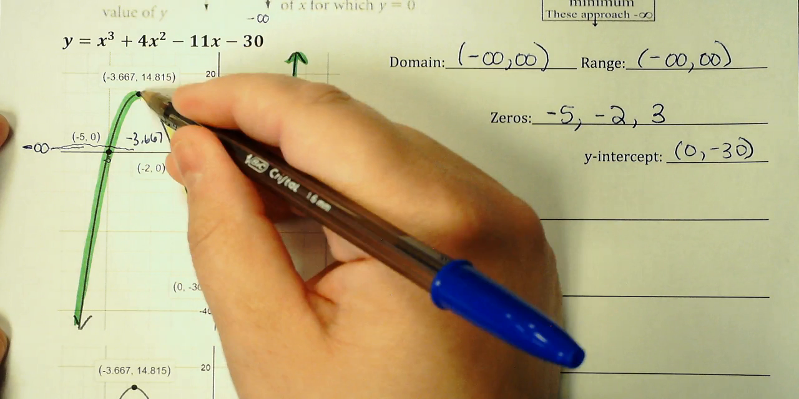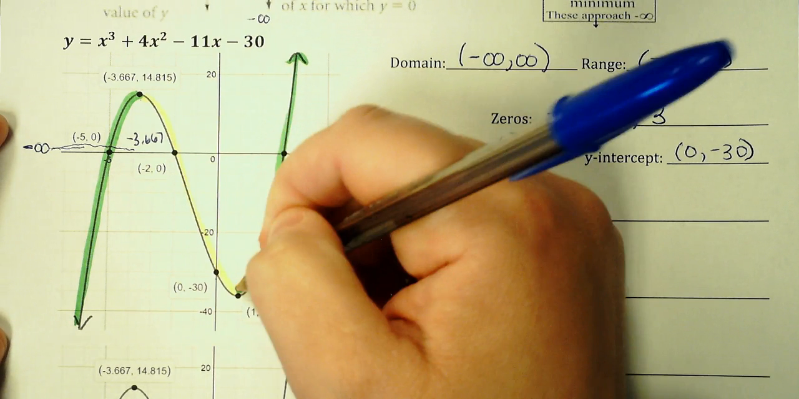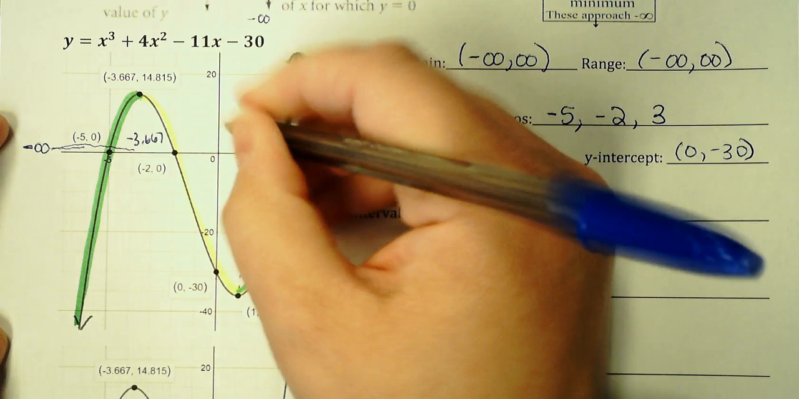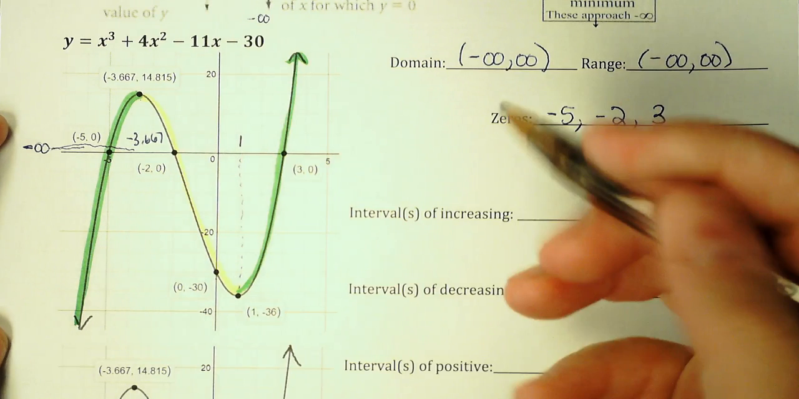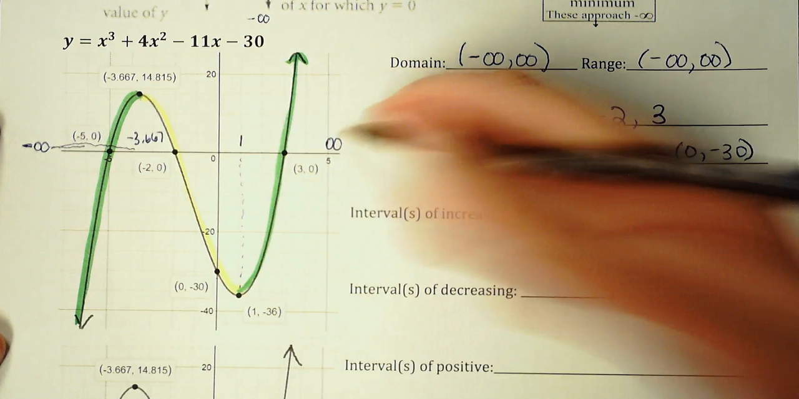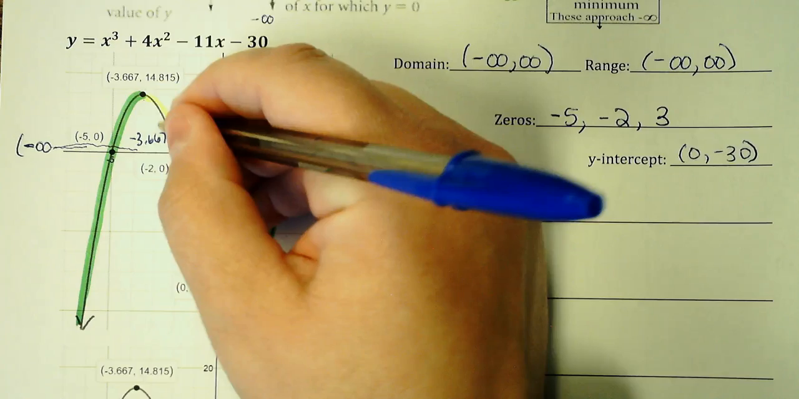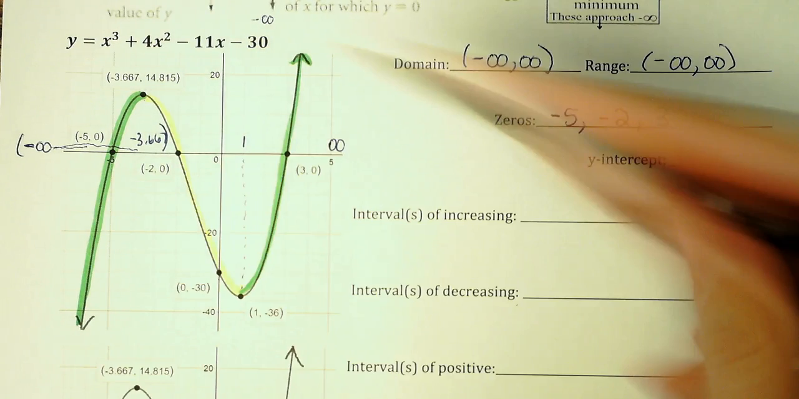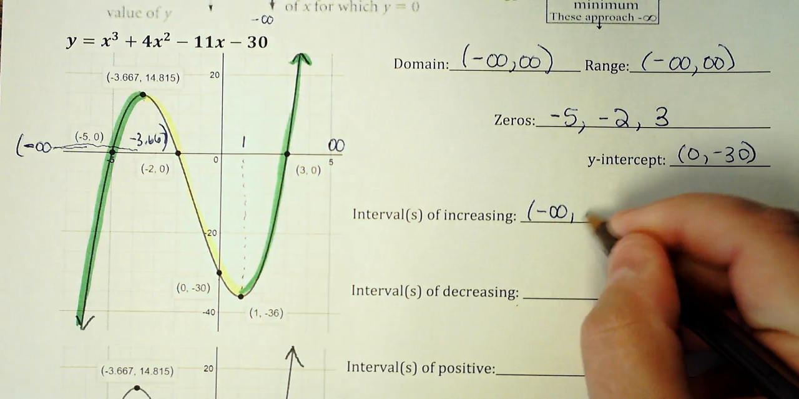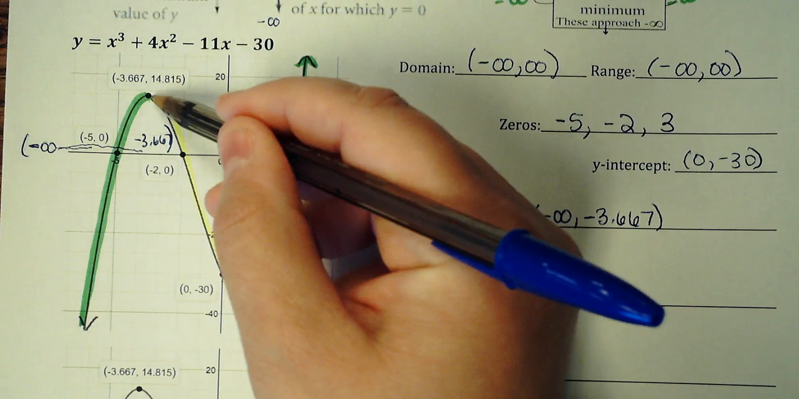Then we switch over and we're decreasing until I get to this x value, which is actually a nice number. This is just 1. And then at 1, I switch over again, and the rest of the graph is increasing. If you want to write those values on the graph, you can go ahead and make your intervals from there. Just read them from left to right. So the first interval is increasing because I was drawing up. So I'm going to list that here from negative infinity to -3.667.